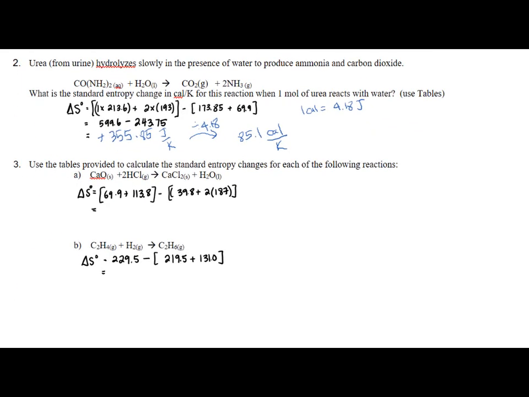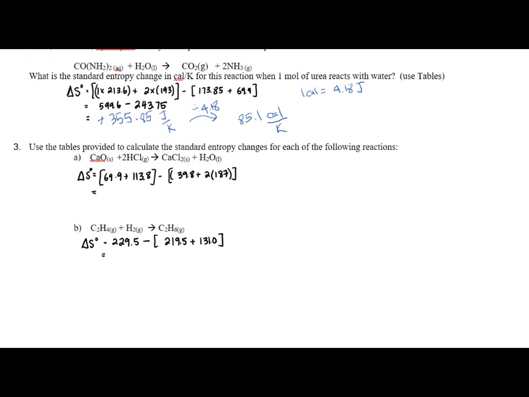In this next example, we've got CaO reacting with hydrochloric acid. So we've got a solid and a gas producing a solid and a liquid. So we suspect in this case that there's going to be a decrease in entropy because of the changes in states experienced here.